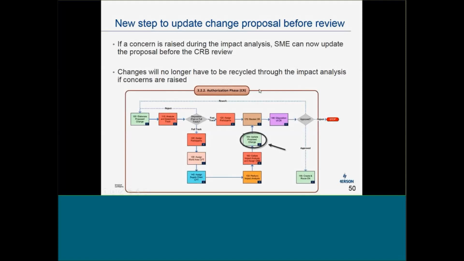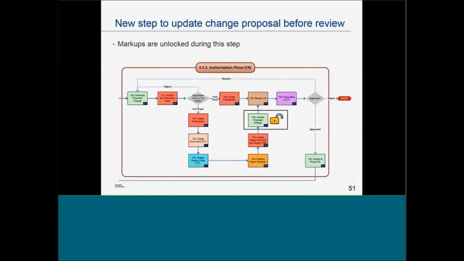So if somebody finds something wrong with the document, the SME can update it here, send it on to the change review board with those changes, and then they can make their decision with the updates. The markups will be unlocked during this step so that the SME can make the changes here.